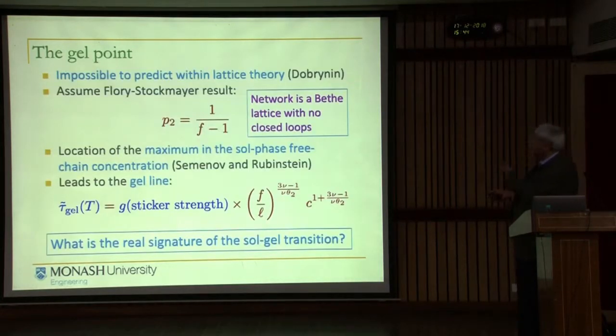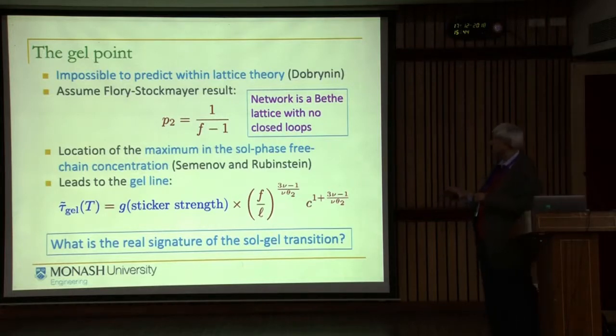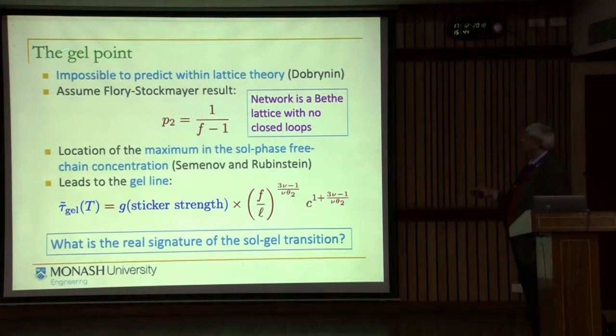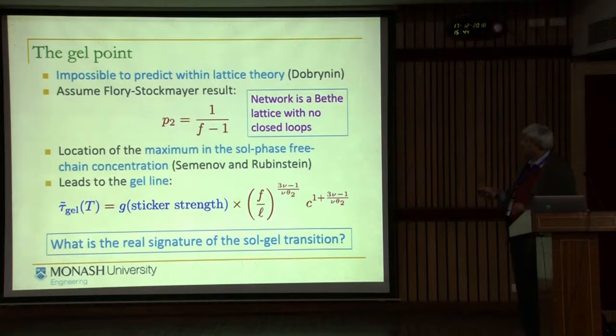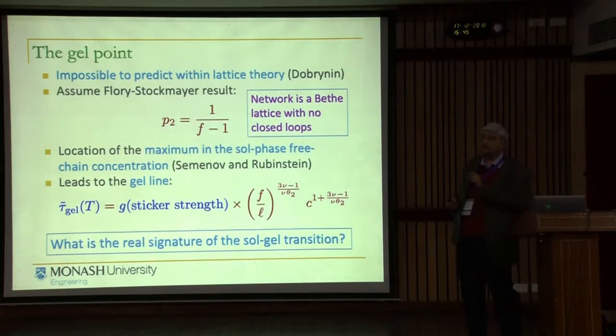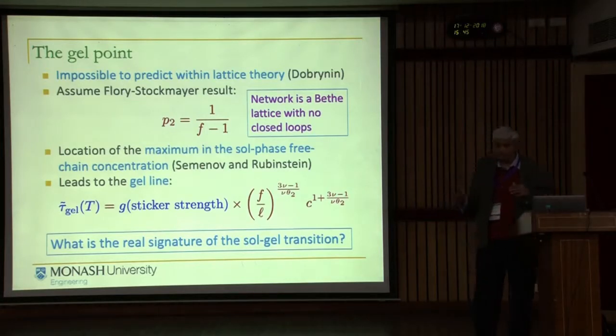So, before I present our results, one other point I want to make is this notion of the gel point, right? So that's the point when you go from the sol to the gel phase. The point that Dobrynin makes is that it's impossible to locate the gel point within their mean field theory because the mean field theory, the lattice theory, doesn't distinguish between the sol phase and the gel phase.